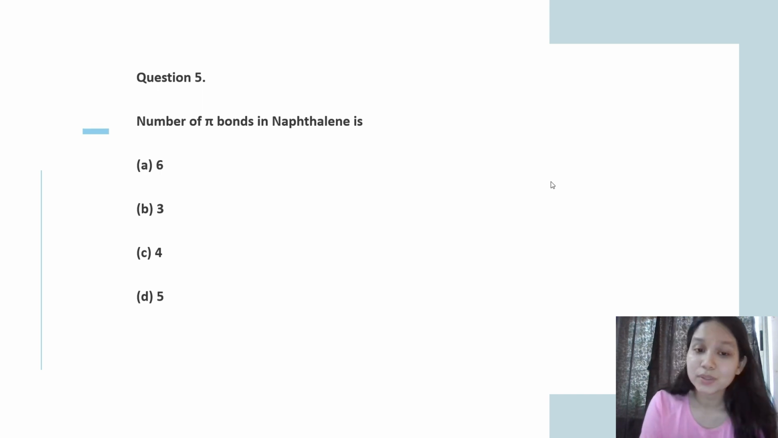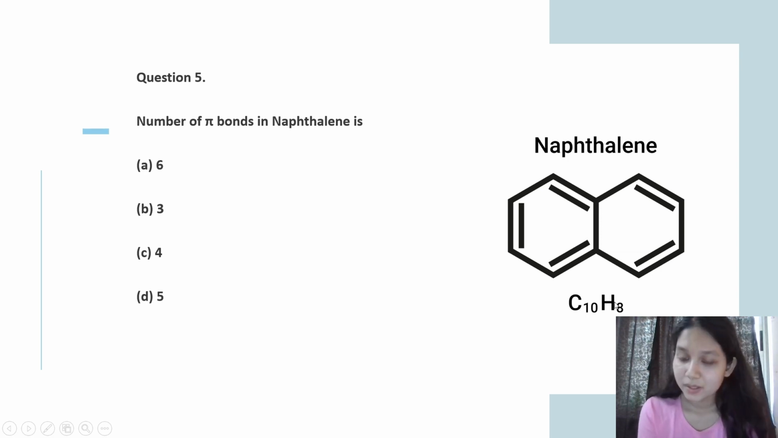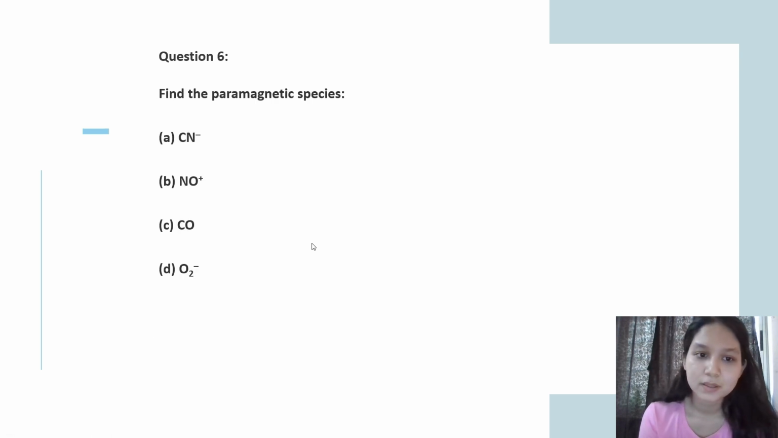Okay. So the structure of naphthalene is two benzene rings fused, and we get 5 pi bonds present in this molecule. So the answer will be option 5. Okay. And let us move to question number 6.